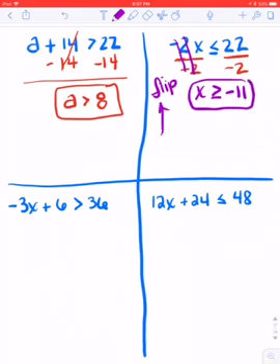Okay, now remember, this flip is when you multiply or divide by a negative number. Only time you have to worry about it. Okay, let's take a look at the ones below.